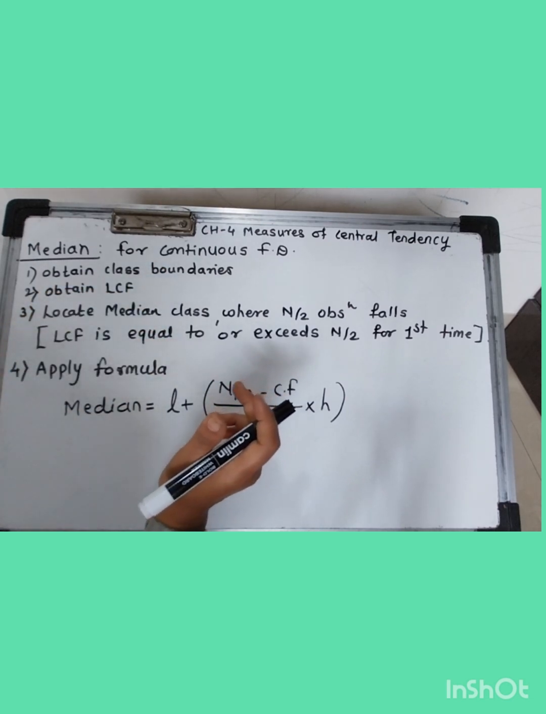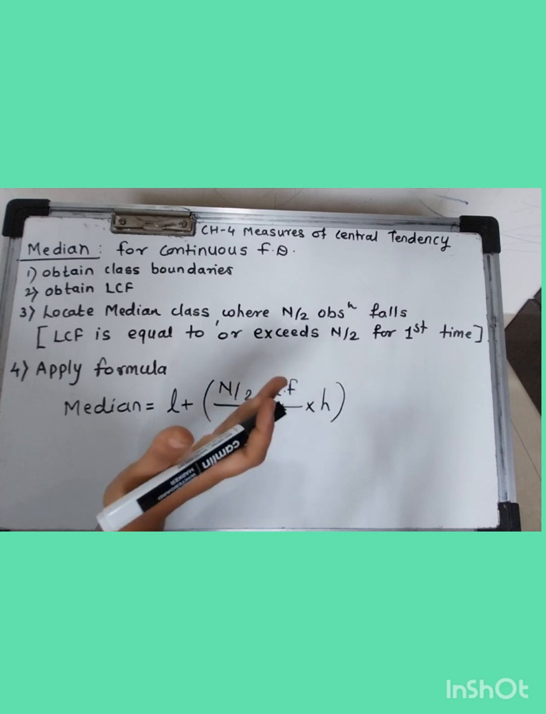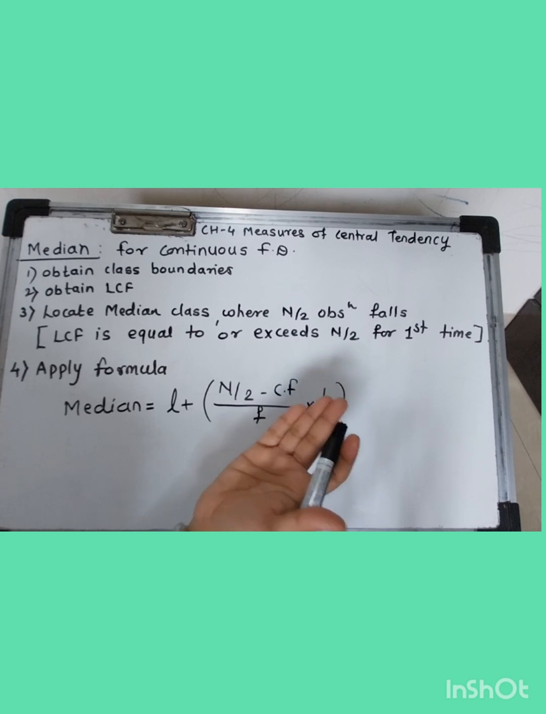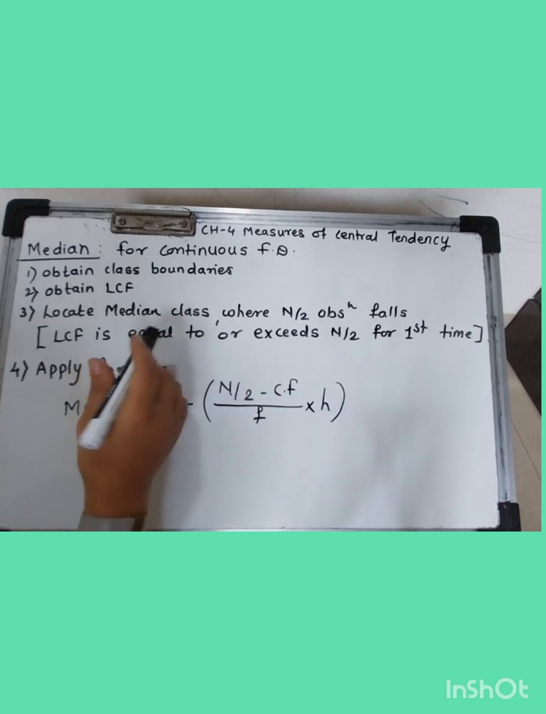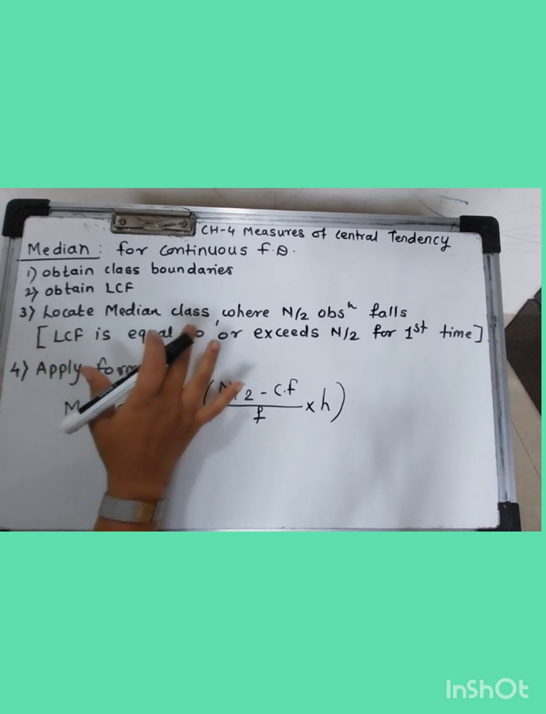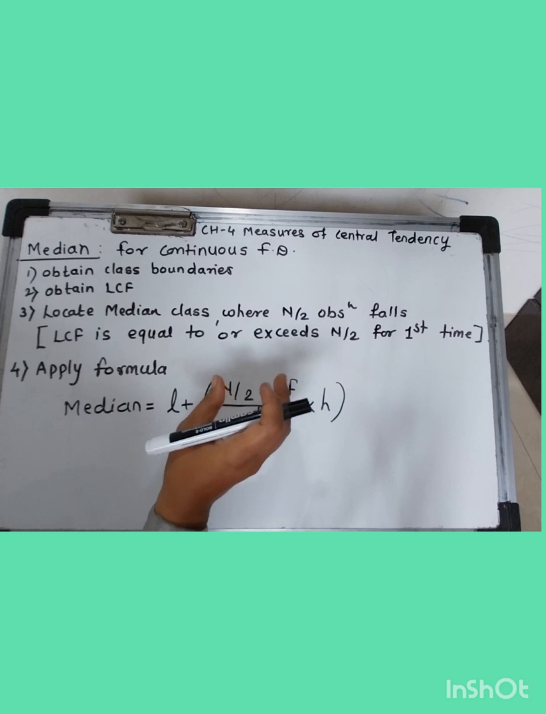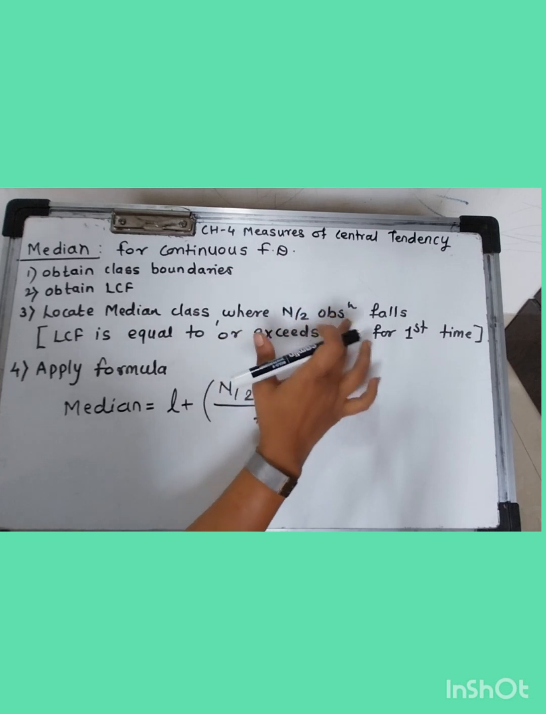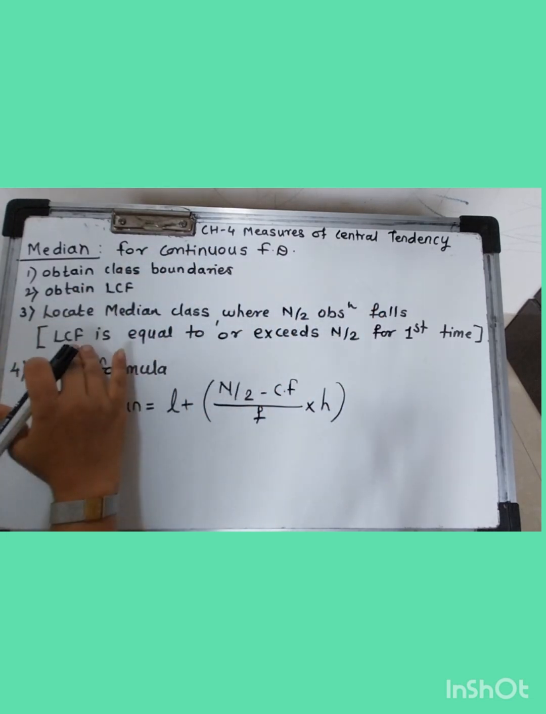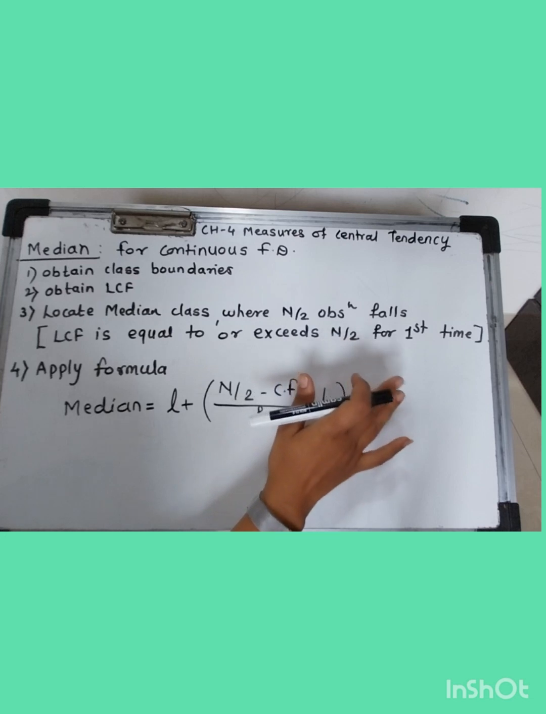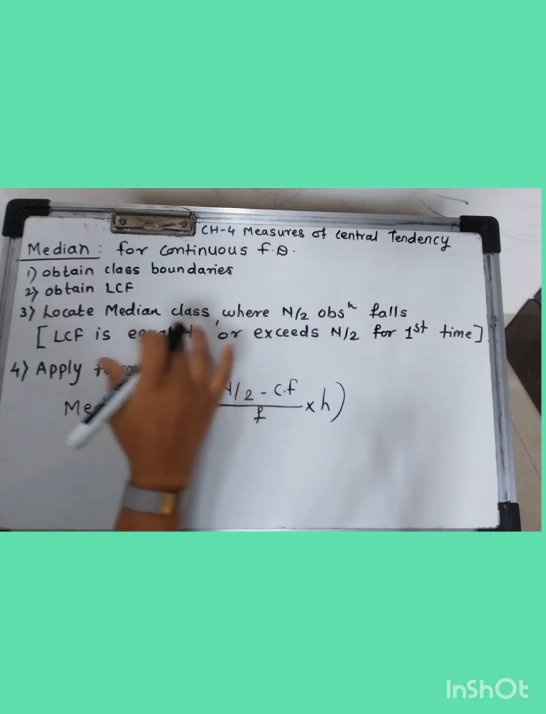Then LCF. LCF means the less than cumulative frequency. We already studied LCF and class boundaries in data condensation. Next is to locate the median class. What is the strategy for that? Find where the n by 2 observation falls. In other words, the class where the LCF, less than cumulative frequency, is equal to or exceeds n by 2 for the first time. That is our median class.